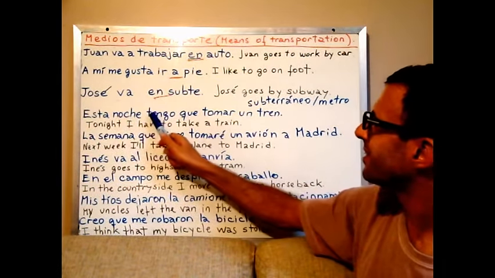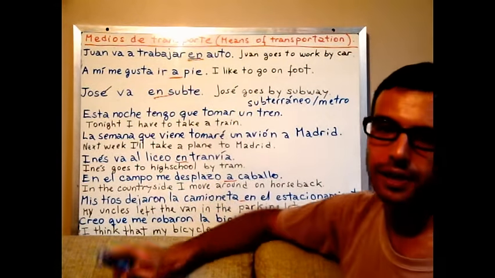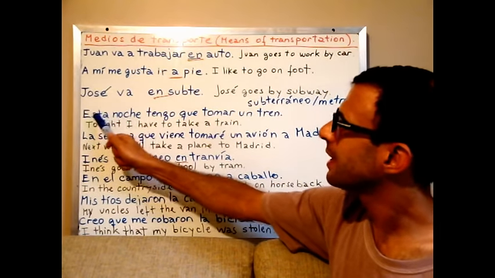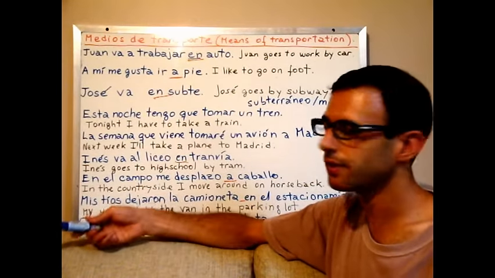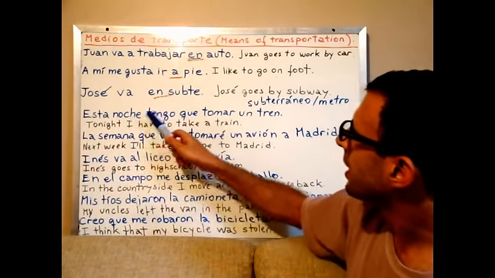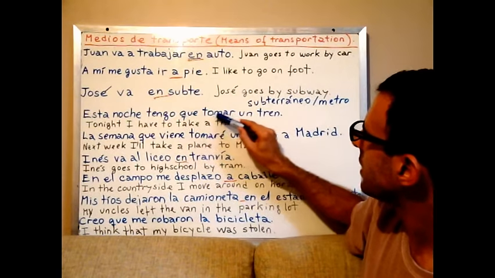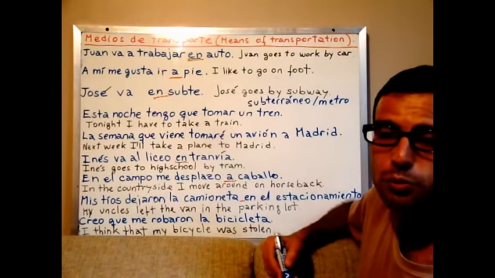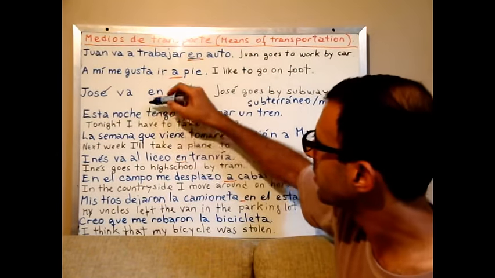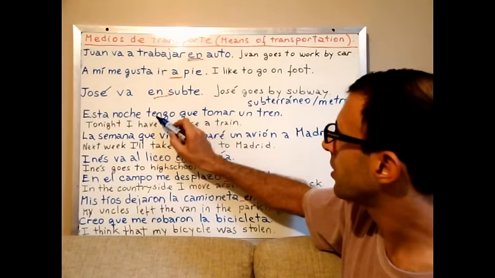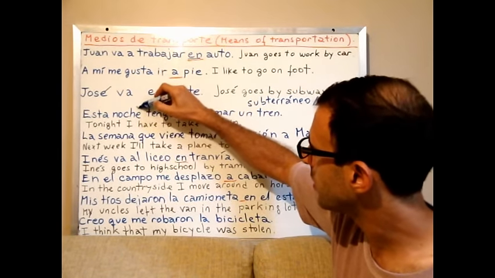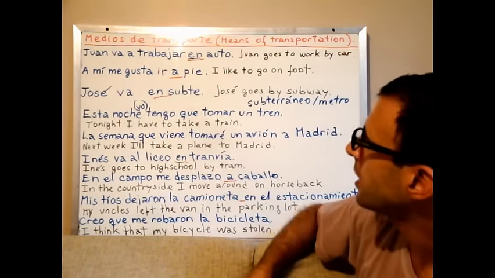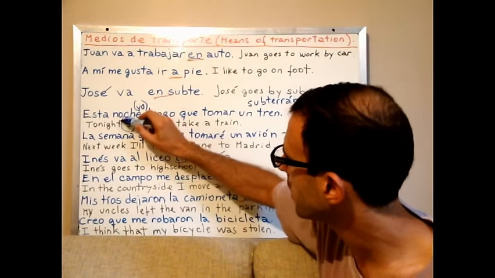Esta noche tengo que tomar un tren. This means tonight. Esta noche means this night. So tonight I have to take a train, okay? Remember that in Spanish we usually omit the pronoun because the verb already indicates the subject. So the pronoun that is implied is yo, or I. In English we cannot omit it. We cannot omit I.